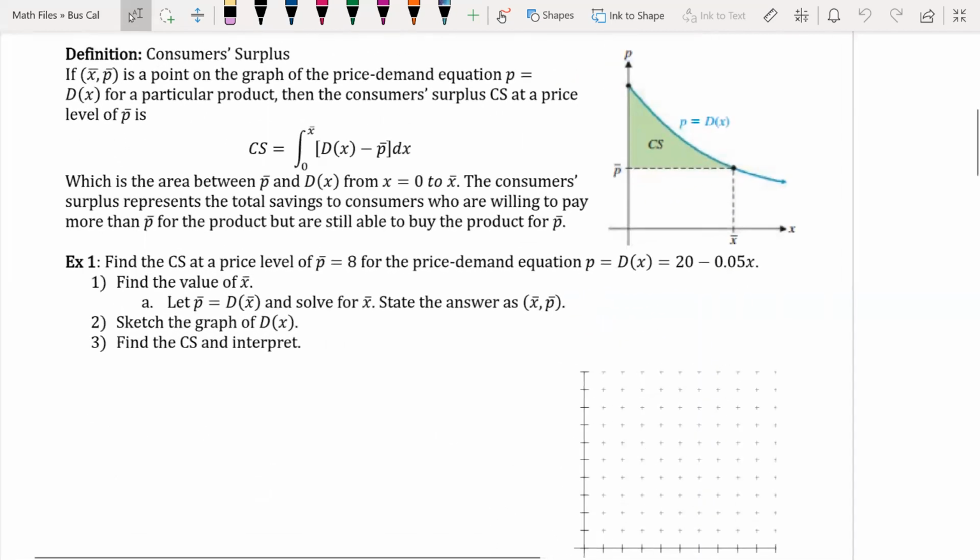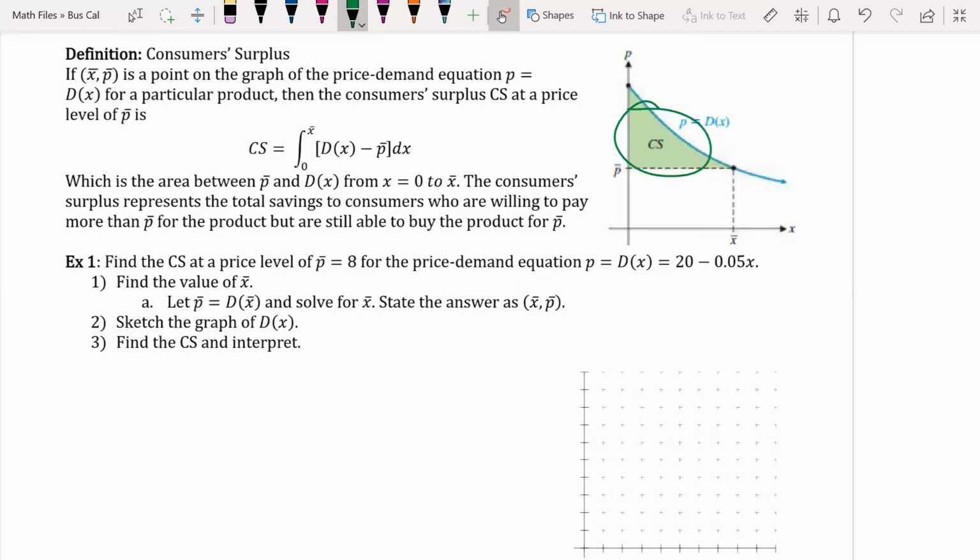Okay. So if X bar, P bar is a point on the graph of the price demand equation, P equals D of X, for a particular product, then the consumer surplus CS at a price level of P bar is given by the integral, CS equals the integral from 0 to X bar of D of X minus P bar with respect to X. This is the area between P bar and D of X from X equals 0 to X bar. So this is the area. Everything in here is the area that we're finding. So that's the consumer surplus.